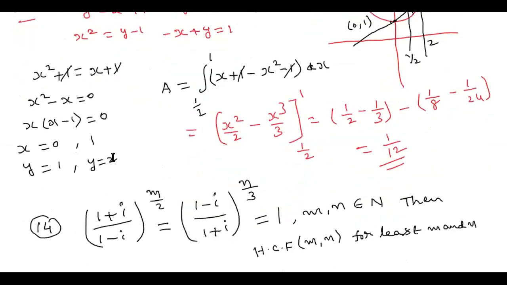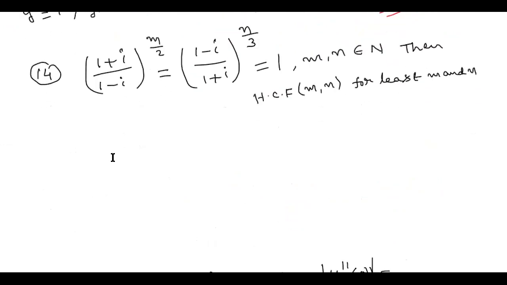Next, go to another easy question. See, observe here: 1 plus i by 1 minus i whole power m by 2 is equal to 1 minus i divided by 1 plus i whole power n by 3 is equal to 1, given. First, what is the value of 1 plus i by 1 minus i? Do the rationalizing and calculate. We get that the value is i. What is 1 minus i by 1 plus i? This is minus i.